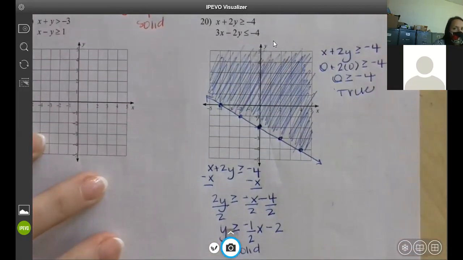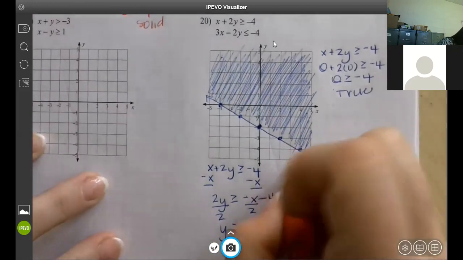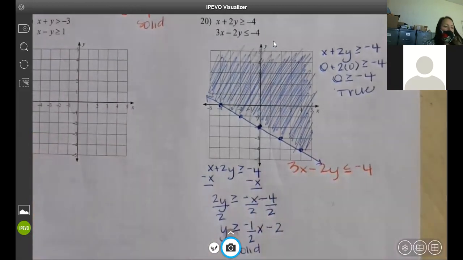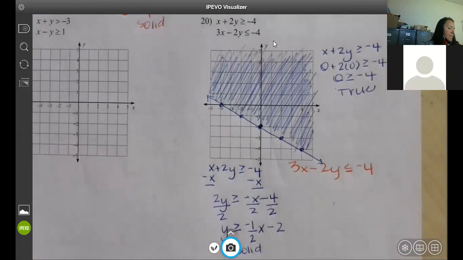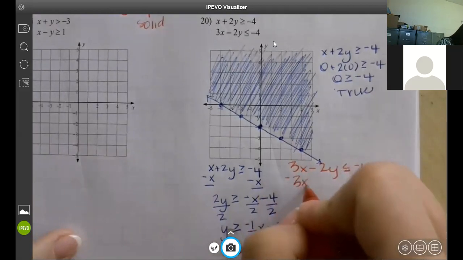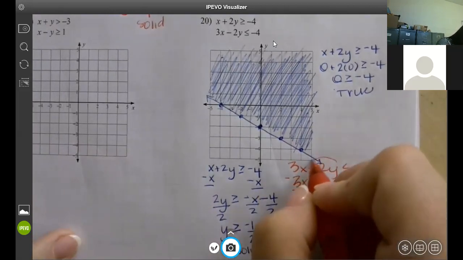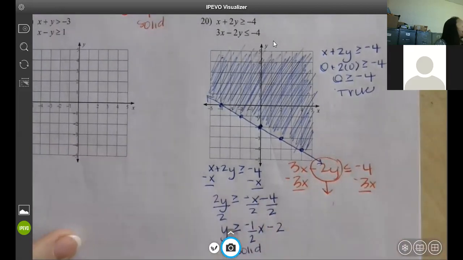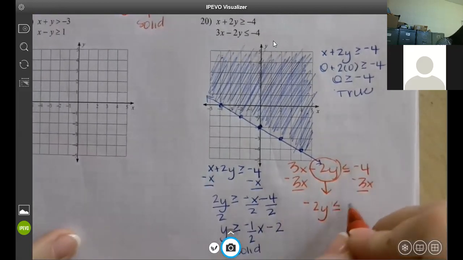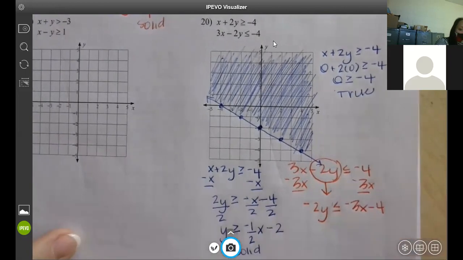And then we work on that second equation, which is 3x minus 2y is less than or equal to -4. What's my first step? Subtract what? Subtract the 3. Move the x. Perfect. We bring down the -2y, make sure you bring that negative with it. Less than or equal to a -3x and a -4.